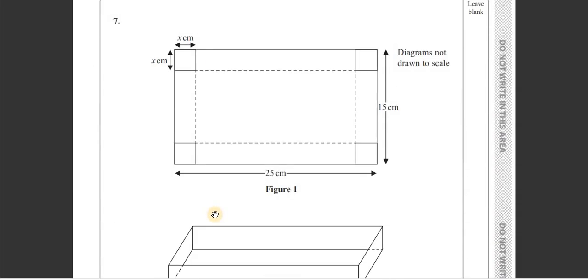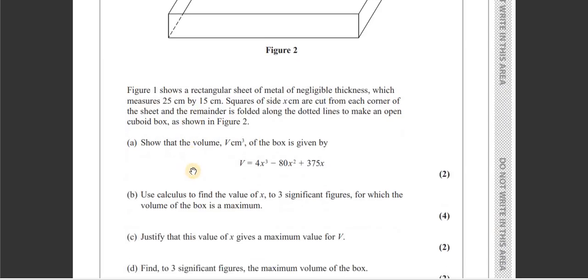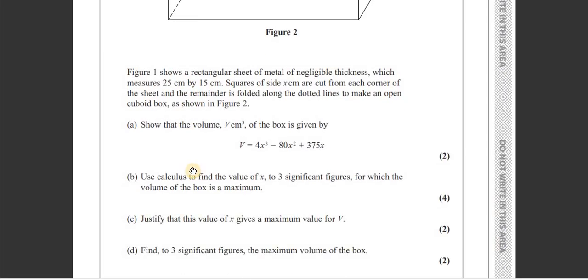Question number 7, you are given a rectangular sheet of length 25 and height 15 centimeter, and these are some sides x and then x. So this is the rectangle box. Okay, now figure 1 shows a rectangular sheet of metal of negligible thickness which measures 25 centimeter by 15 centimeter.